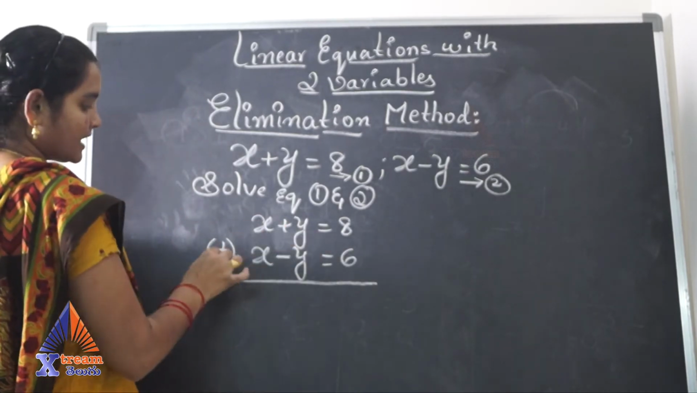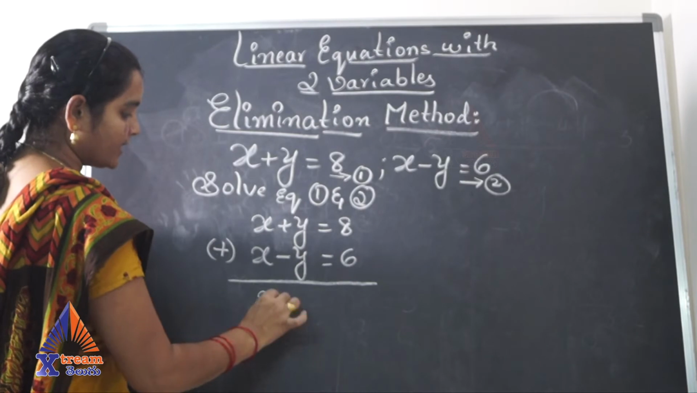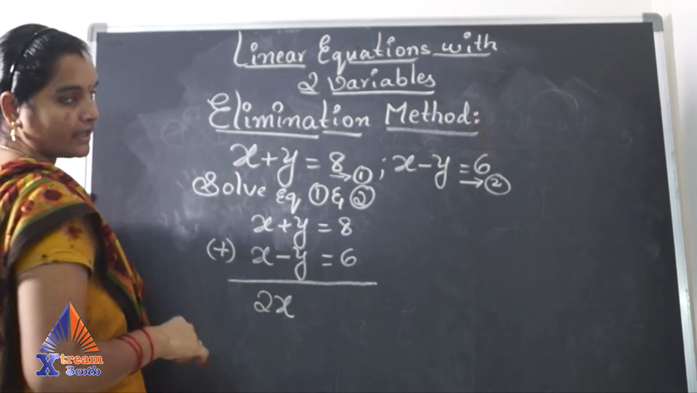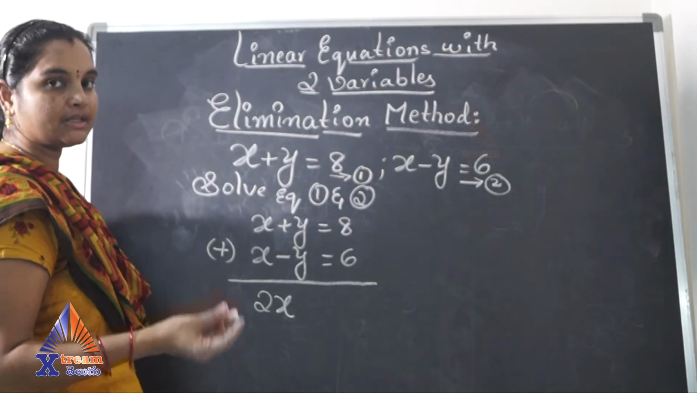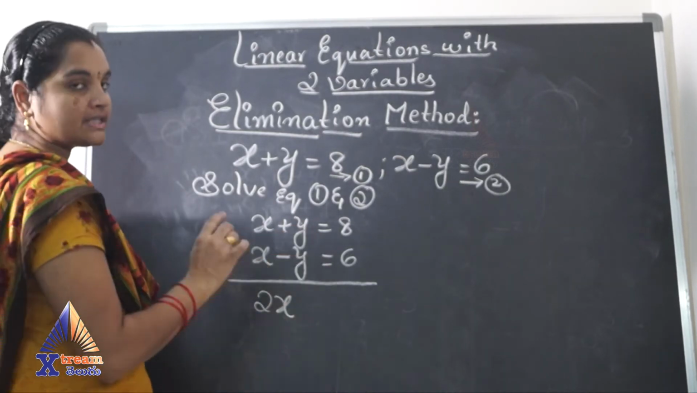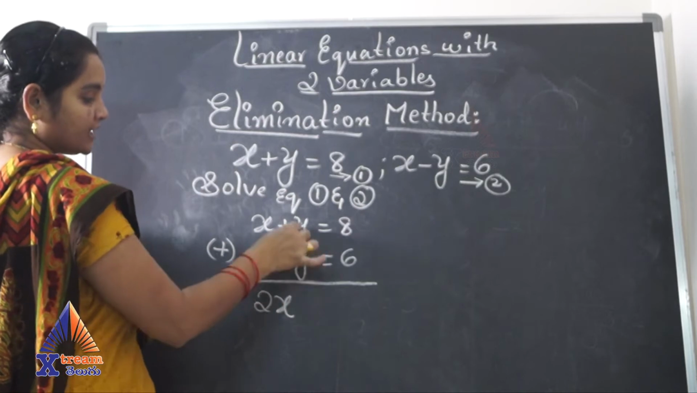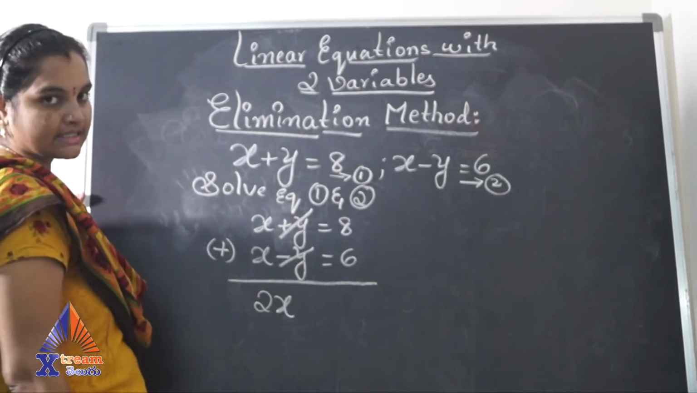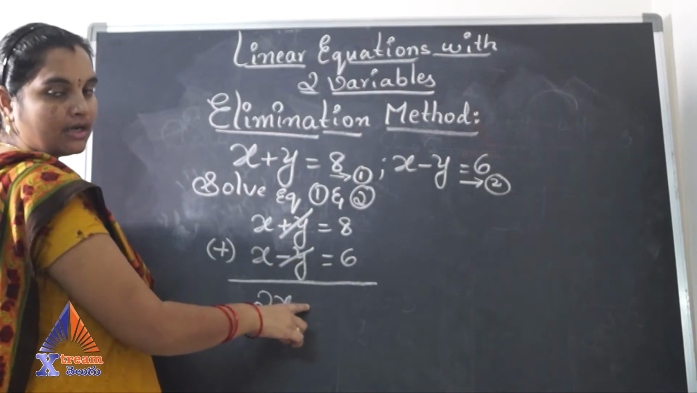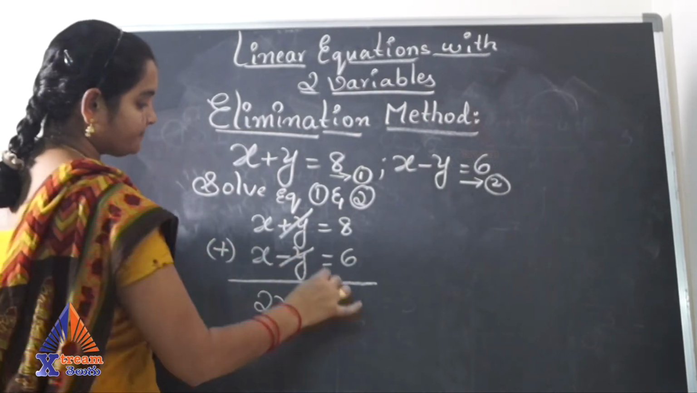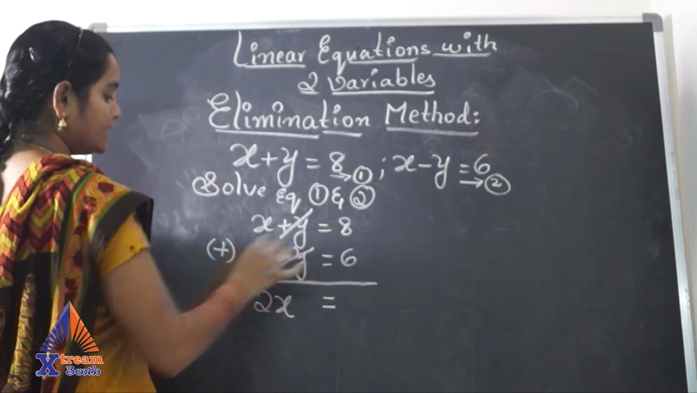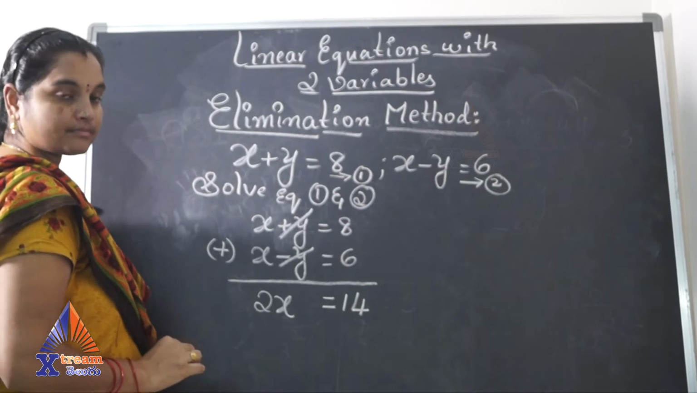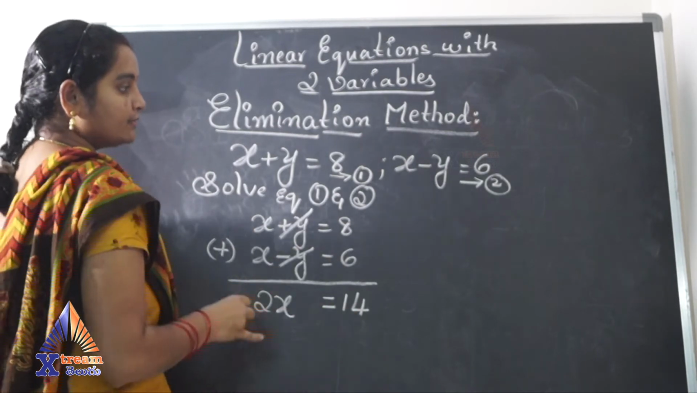Now x plus x gives us 2x. y plus minus y, or in algebraic terms, like terms with the same coefficients get cancelled. So plus y minus y gets cancelled. So it remains 0 over here, which we don't mention at all. It is equal to 8 plus 6, which gives us 14. Now 2x is equal to 14.